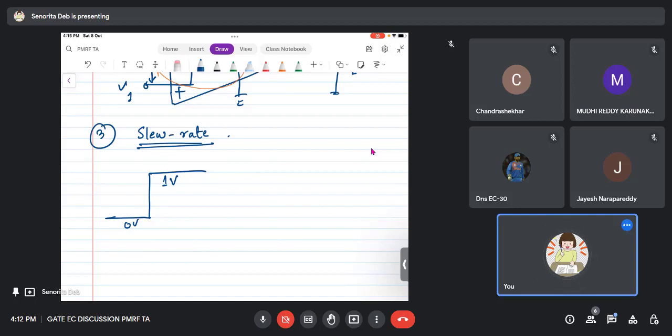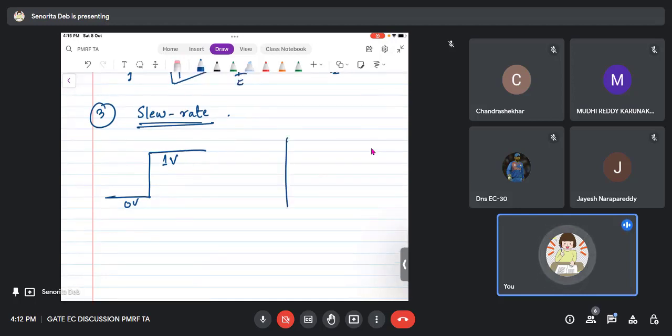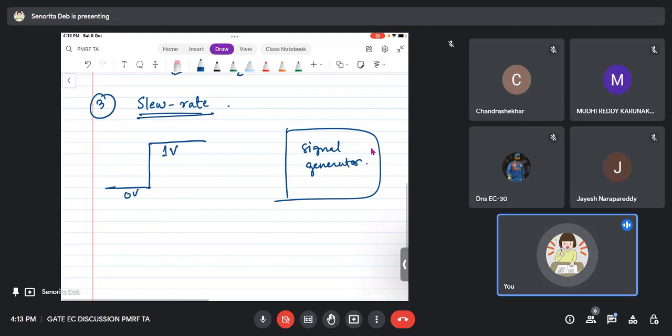You understand? Suppose you're giving the input from a signal generator. There will be a rise time of this input, right? This one has almost 0 rise time, but suppose it has a rise time of 100 picoseconds. So this is what the change in input is.